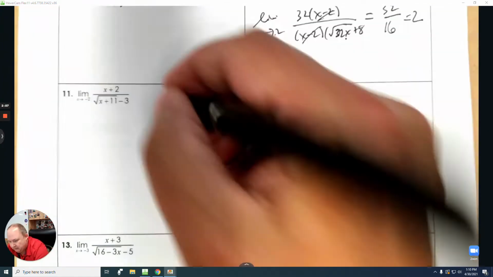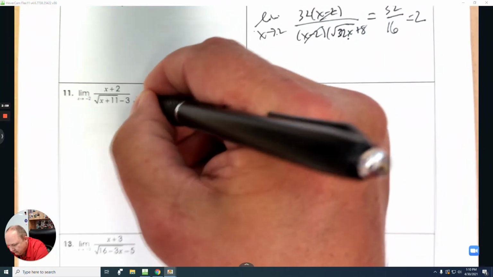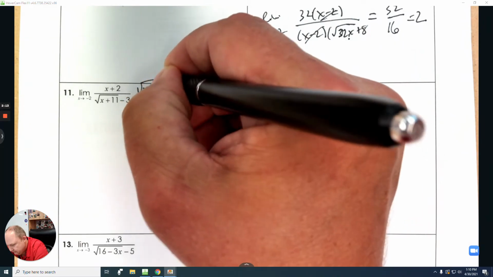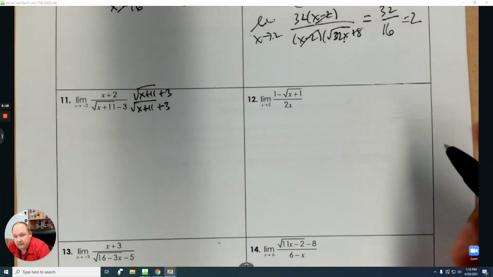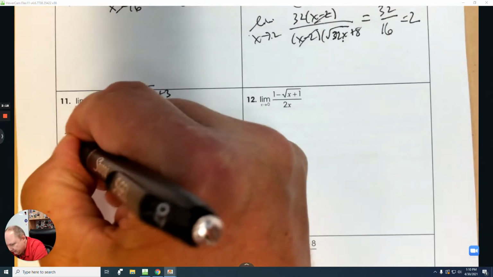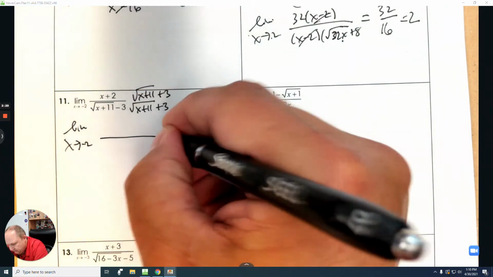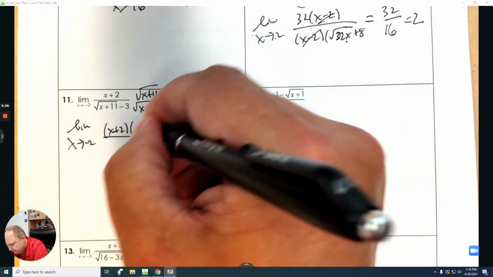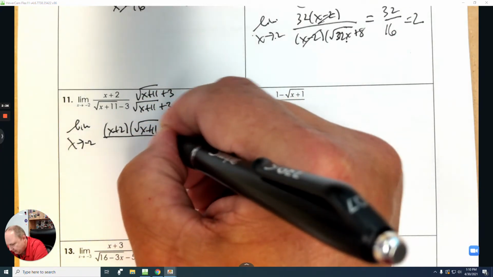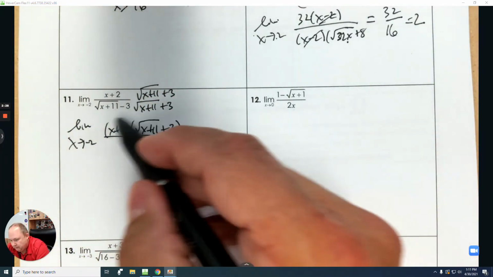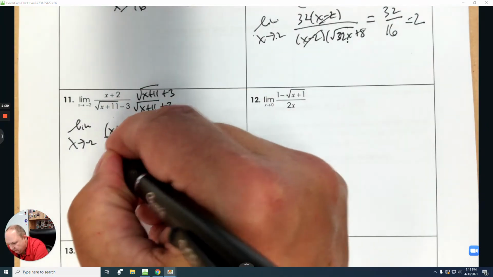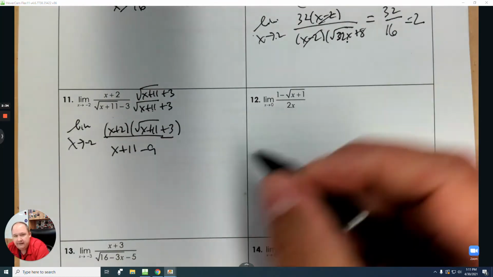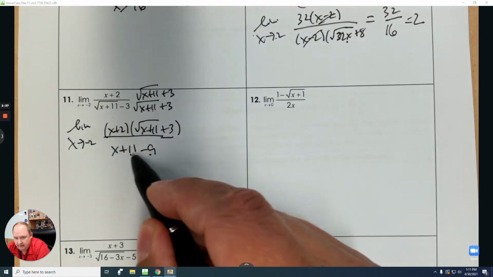Number 11, we're going to use the conjugate. That's plus 3. So we're going to write down the limit as x approaches negative 2. Now the numerator, they're just going to be written beside each other. The denominator, root and root, they undo, so just x plus 11. Negative 3 times 3 is minus 9. Now 11 take away 9 is 2.